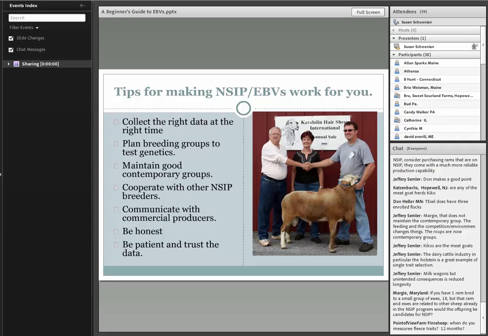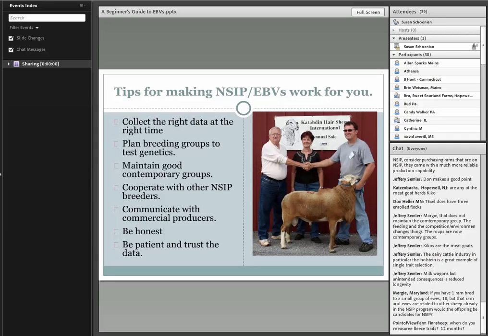It's important to be honest. The other thing about genetics, not just EBVs, but genetics requires patience and trust. It will work. We have plenty of data that shows the effectiveness of quantitative genetic evaluation. Sometimes it takes a few years. You got to get those linkages established. You got to get this breeding plan.